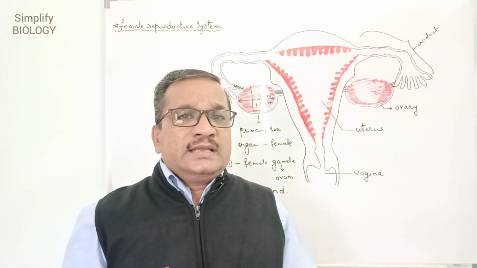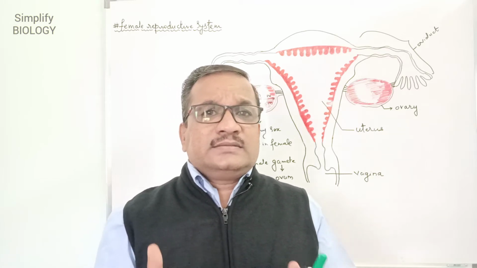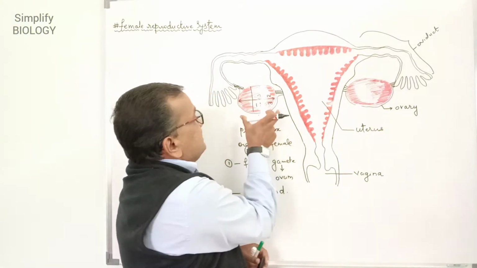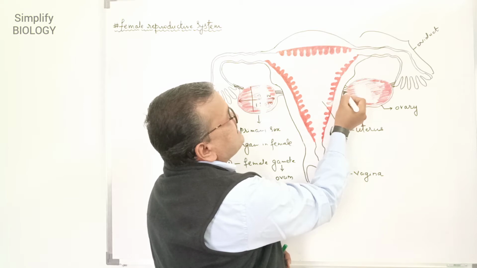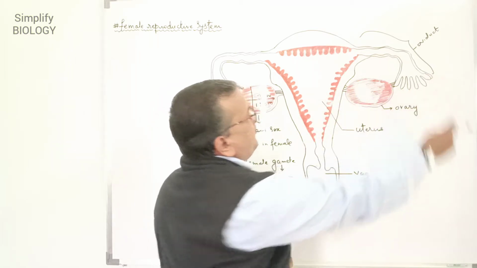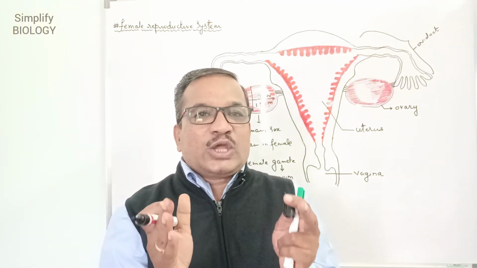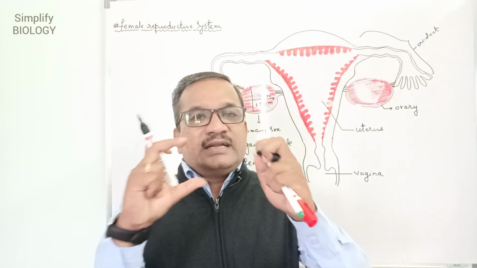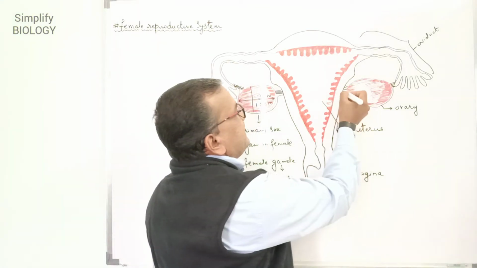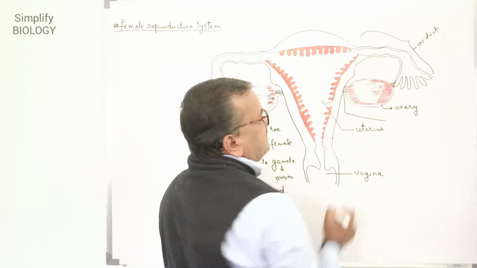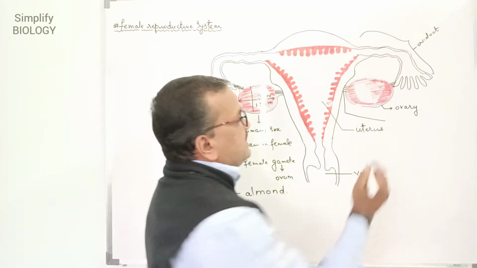Now each ovary is connected with the pelvic wall and uterine ligaments. So if you see this ovary and this ovary, they are connected by the uterus and the pelvic wall. The ovary is attached to the pelvic region, and who does the work of keeping the ovary properly in place? The ligaments do. So these are the ligaments which hold the ovary in a specific position.